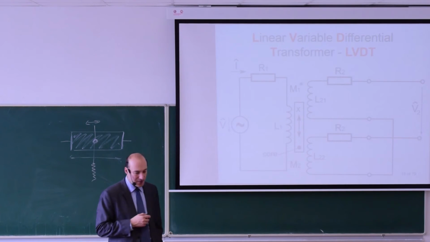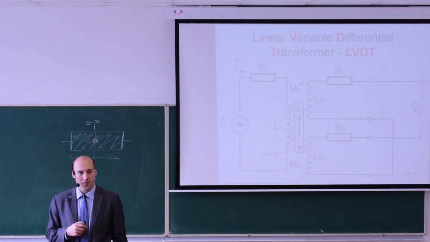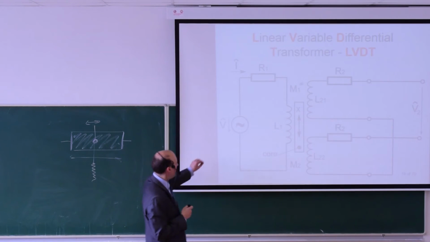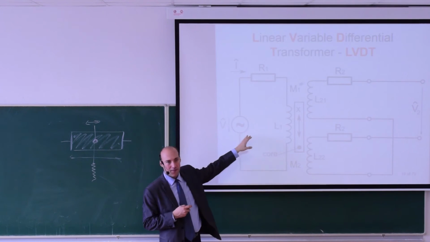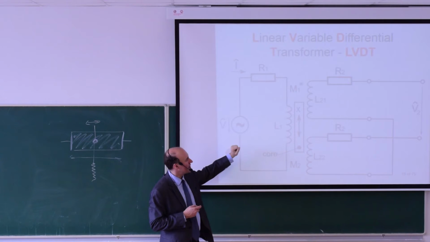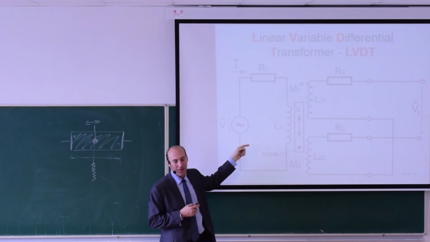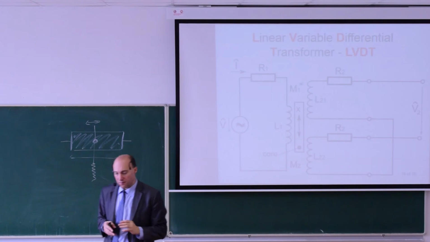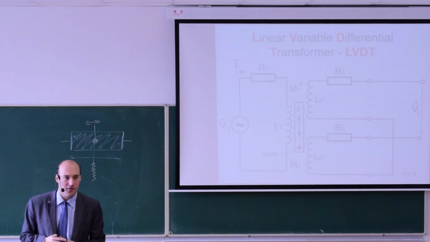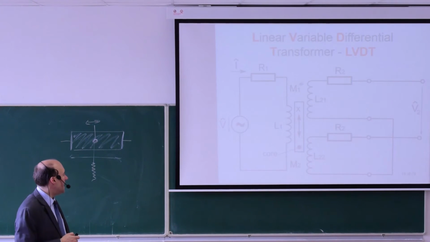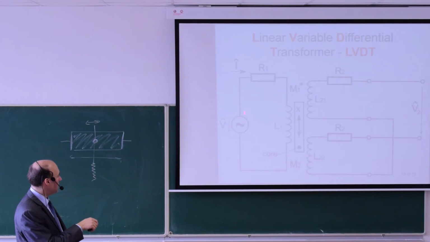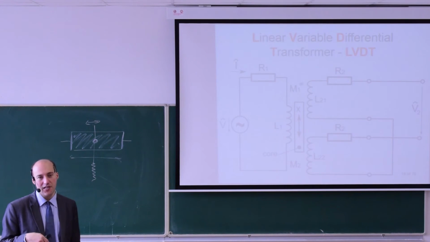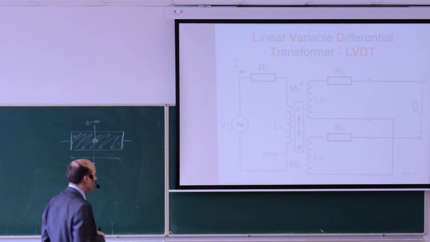This sensor is powered by AC voltage. So here we have a power supply for AC. Typically, it's a larger frequency than the frequency in the power network, let's say a few kilohertz. This AC voltage will create AC current, and this primary coil will create AC magnetic flux.